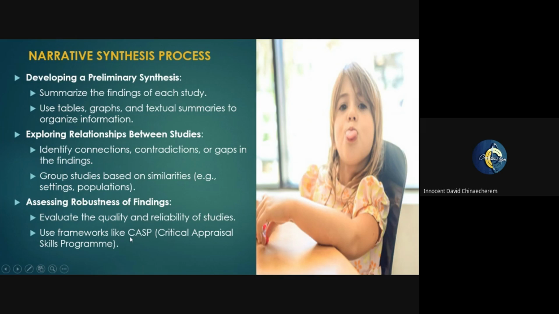So while we are discussing our studies together narratively, these are some of the elements we need to consider. We need to consider the textual summary. We need to understand the relationship between the studies in line with our themes. Then we need to also understand the quality of the studies. So these are very fundamental whenever we are discussing our synthesis.